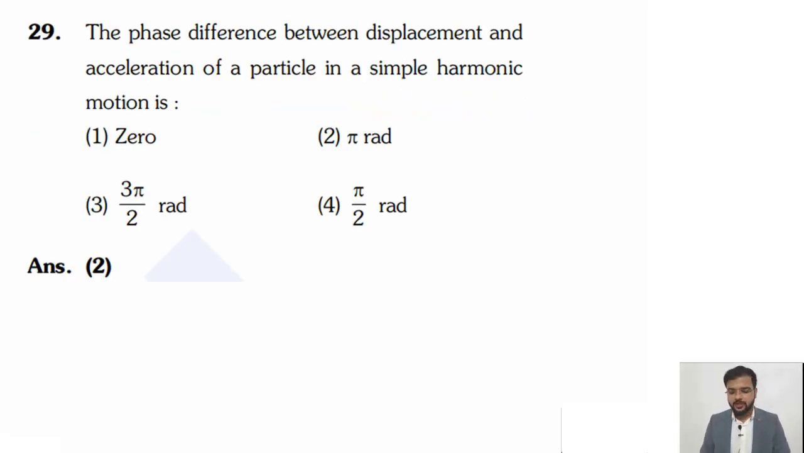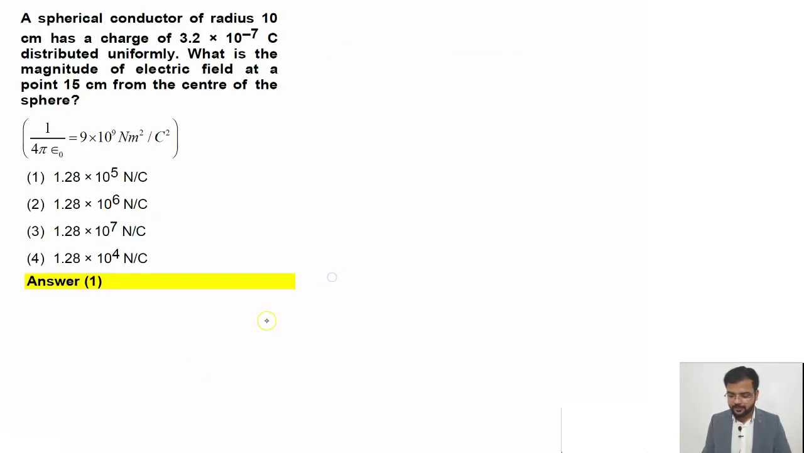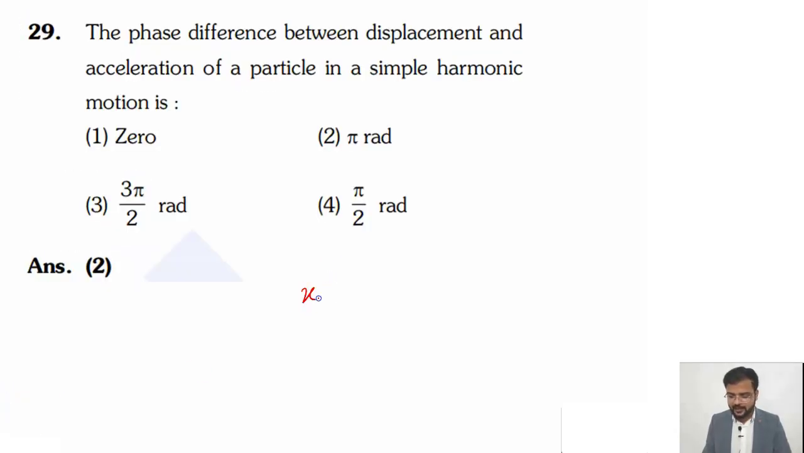Okay, the next question is what? The phase difference between displacement and acceleration of a particle in a simple harmonic motion is. We know that the displacement equation can be written as x equals a sine omega t, correct? If I differentiate this displacement equation, then we will get velocity, and again if I differentiate, then I will get acceleration. So velocity after differentiating the displacement equation, we can write a omega cos omega t.